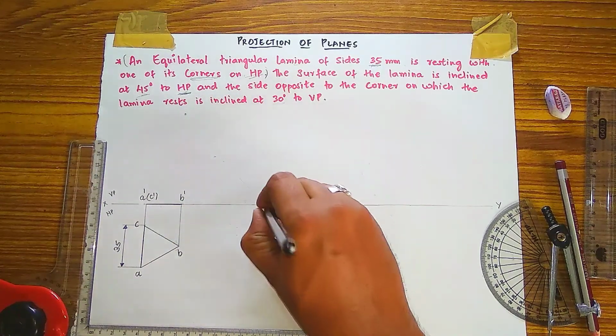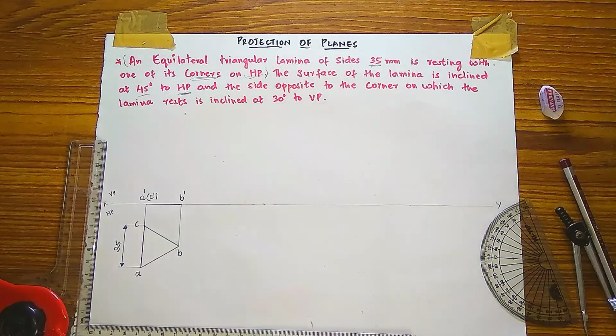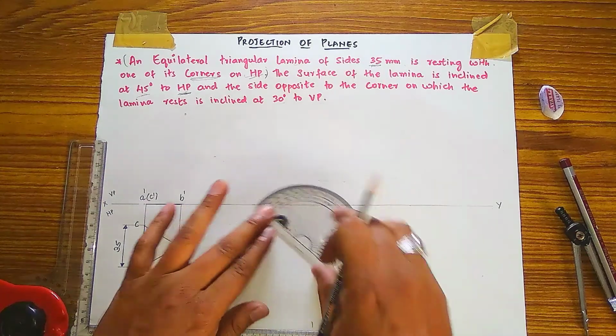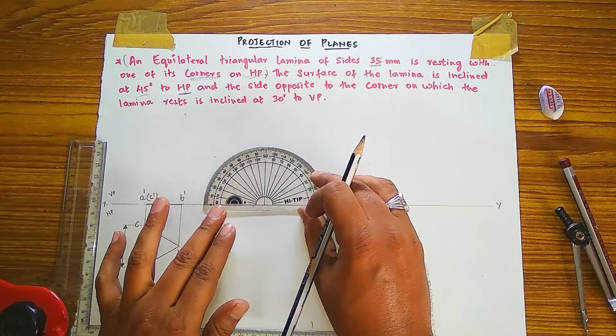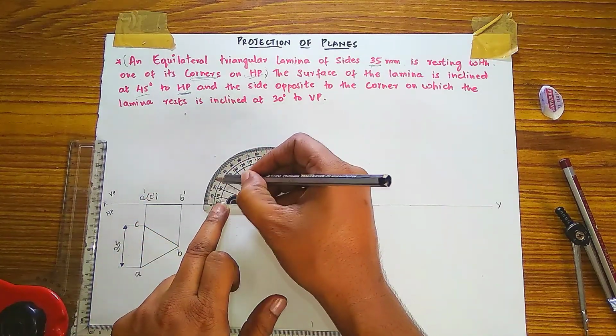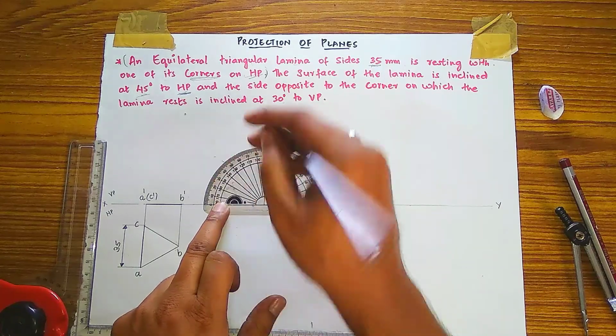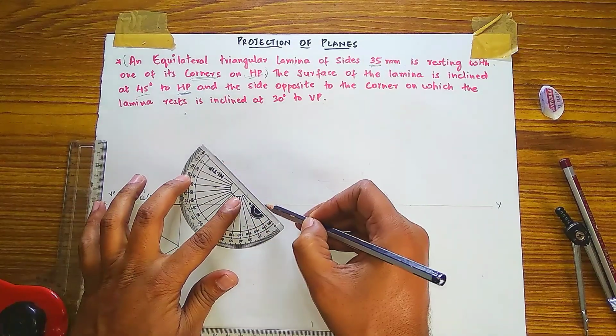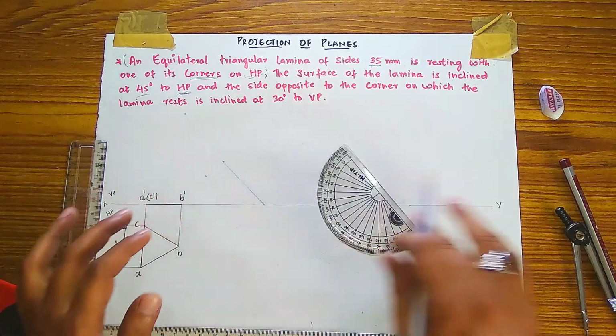To put a point, how much angle? 45 degree. With your protractor measure it: 10, 20, 30, 40, 45. Put a point. Through that point and this point, draw a light line.